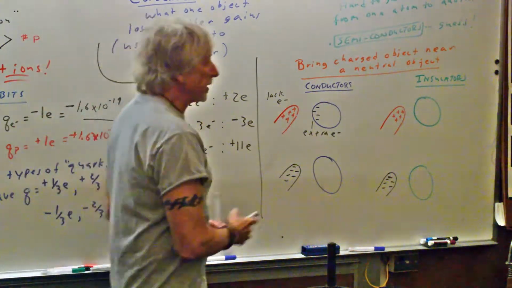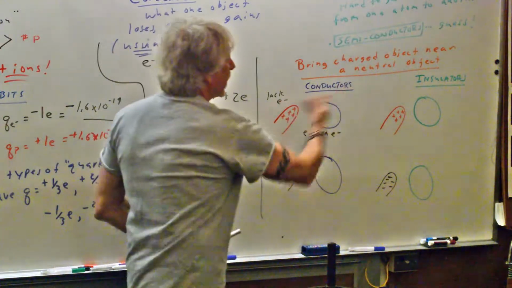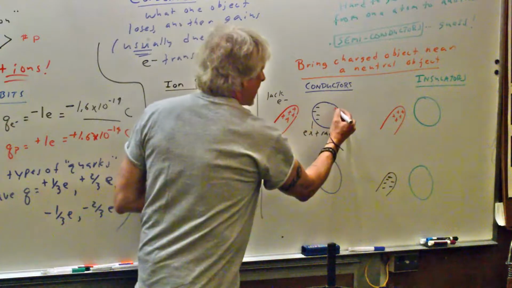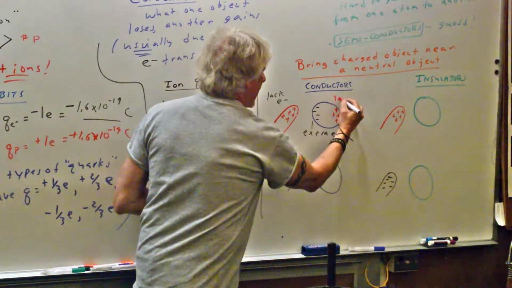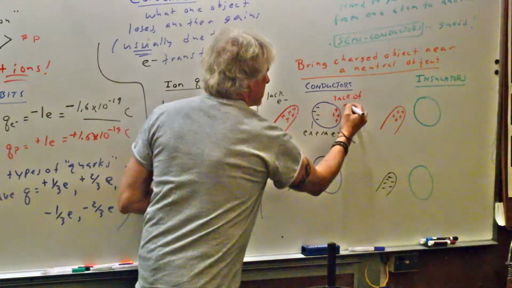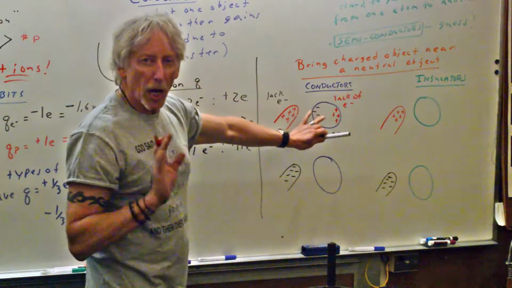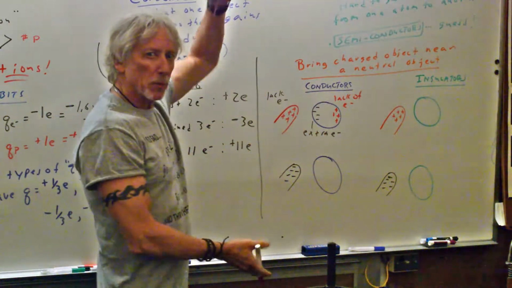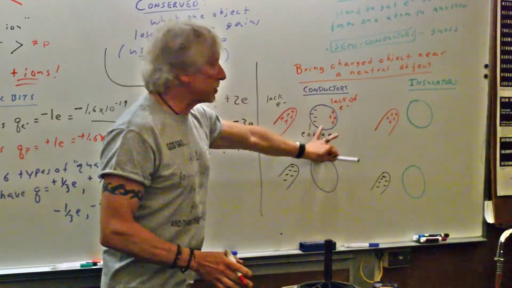Now that leaves, where'd they come from? Well, they had to migrate over there a little bit, all the way across through the conductor, leaving a positive side, not protons, but this is a lack of electrons. Now we say that the object is polarized. Polar, North Pole, South Pole. It's two different sides, opposite sides. So the object is polarized.